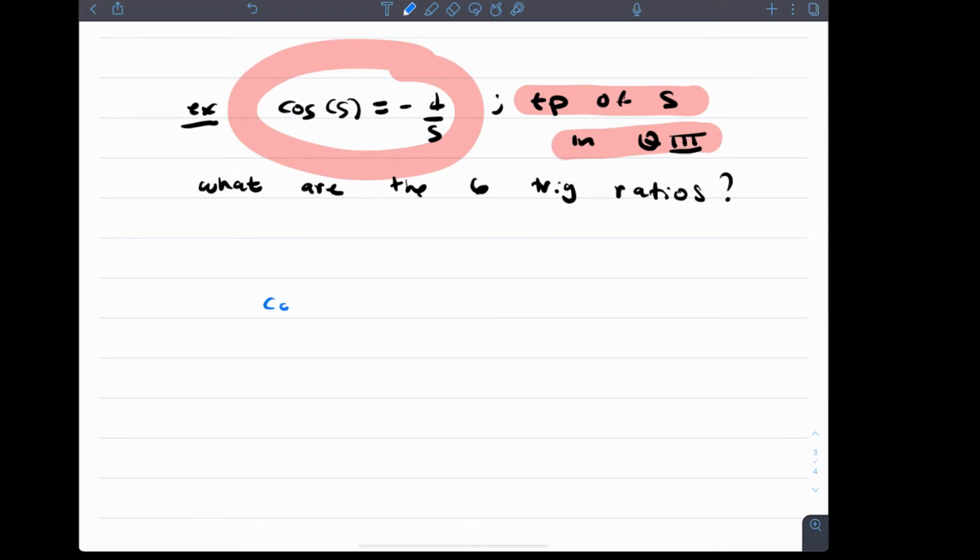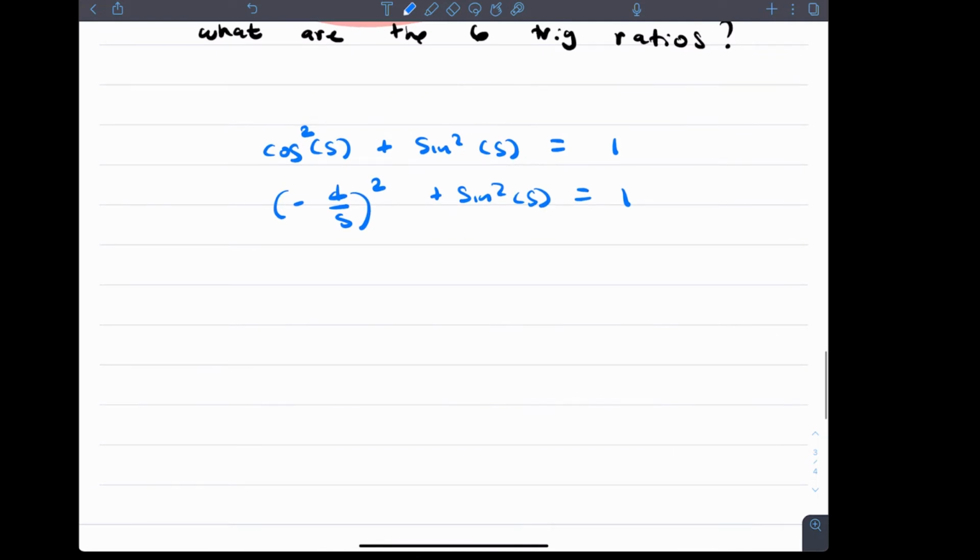Okay, so you're going to say cosine squared s plus sine squared s is 1. So since cosine is negative 4/5, we square that. Negative 4/5 squared is 16 over 25.